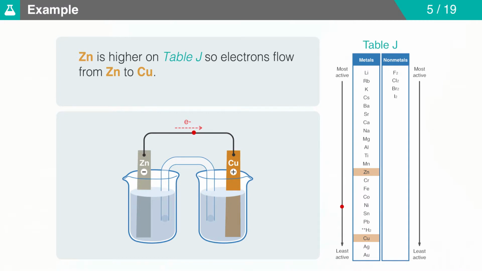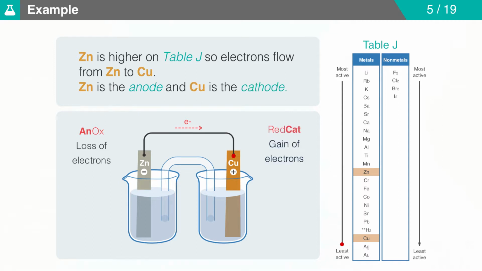That means copper is gaining. So if this is losing, it's oxidation, An Ox, this is my anode. And if this is gaining, this is reduction, Red Cat, this is my cathode. And it kind of makes sense. The cathode is positive, so that means electrons, which are negative, want to flow to the positive end because opposites attract.